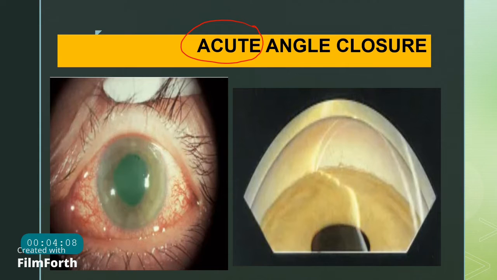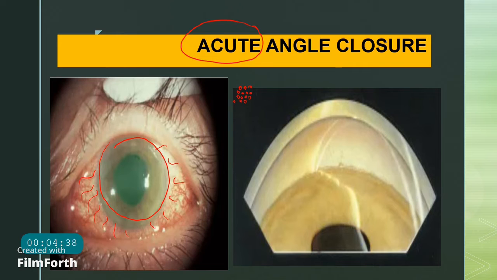Because of the high pressure, there will be corneal edema, so the cornea will not be clear. There will be cloudiness of the cornea, which is basically microcystic corneal edema. If you focus your slit lamp on the cornea, you will see very small cysts, and therefore it is called microcystic corneal edema. Along with that, you will have redness around the cornea, which is called circumciliary congestion or circumcorneal congestion.